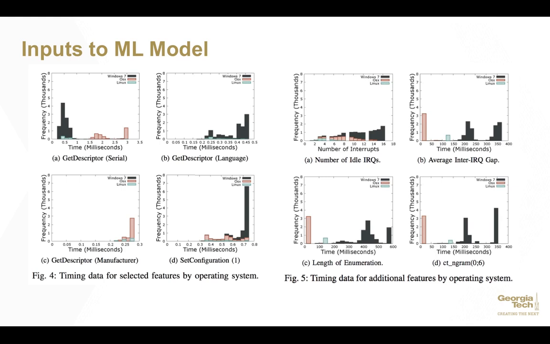In Linux, it comes at a very similar time, but for instance, if you look at the top right, the average inter-IRQ gap, Linux and Windows 7 are very separated in terms of timing. By combining these different inputs, one could see how a machine learning model could very easily separate the operating system a host is running, based simply on the timing of these USB calls.